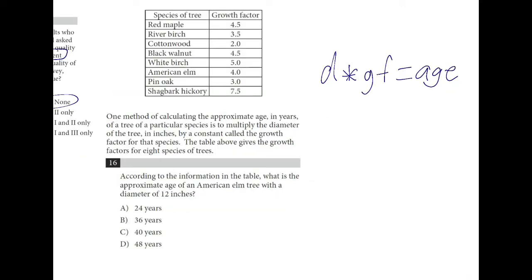Number 16. According to the information in the table, what is the approximate age of an American elm tree with a diameter of 12 inches? The formula we use is diameter multiplied by growth factor is equal to age. So for an American elm tree, in the table we see the growth factor is 4. We start with a diameter of 12, and we plug in these two answers to get 12 times 4 is equal to 48. And that's why D is the best choice.